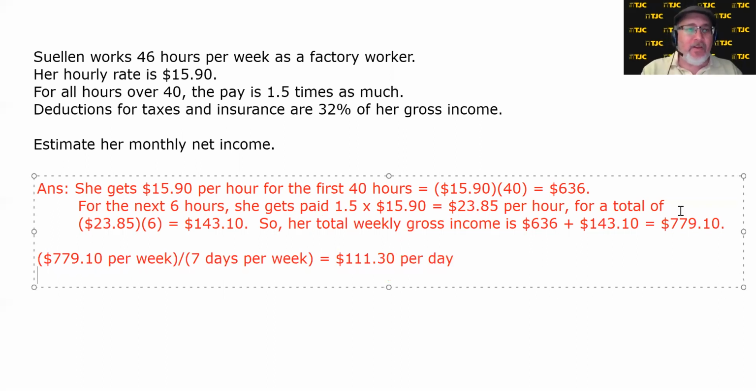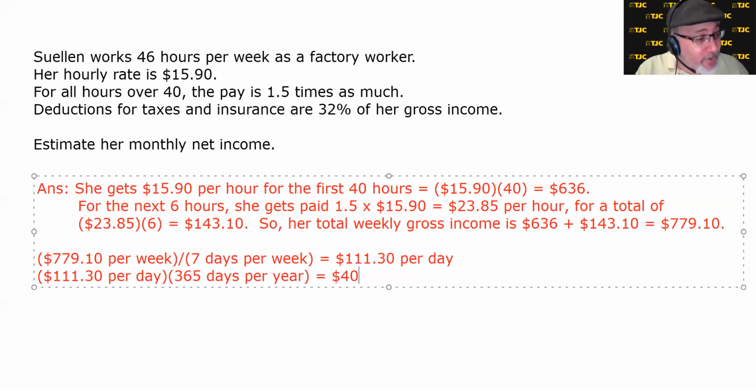$111.30 per day. Now we've got to scale that all the way up to a year. That's a larger time frame, so we multiply. $111.30 per day times 365 days per year. Again, I'm not saying she works 365, but that's on average what she gets per day, and there are 365 days per year. That comes to $40,624.50. Pretty decent. That's per year.